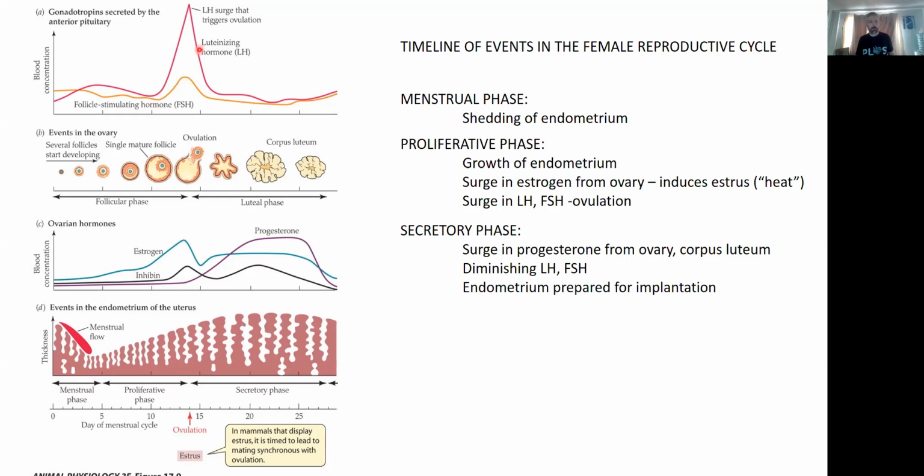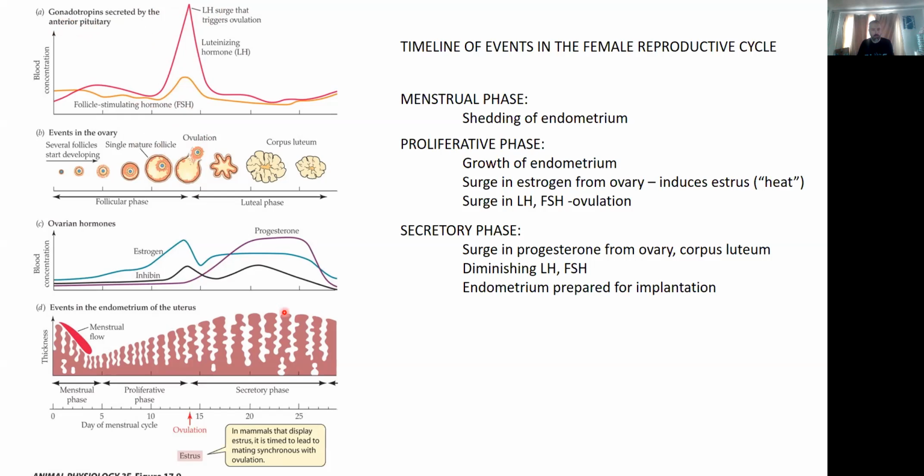Meanwhile, we're seeing trigger of some other hormones here from the anterior pituitary, particularly luteinizing hormone and follicle stimulating hormone. These two hormones here are going to trigger ovulation, right? The release of the ovum from the follicle.